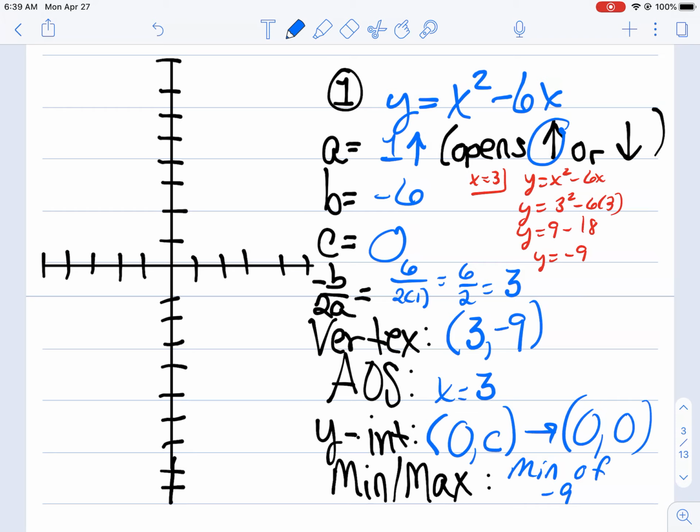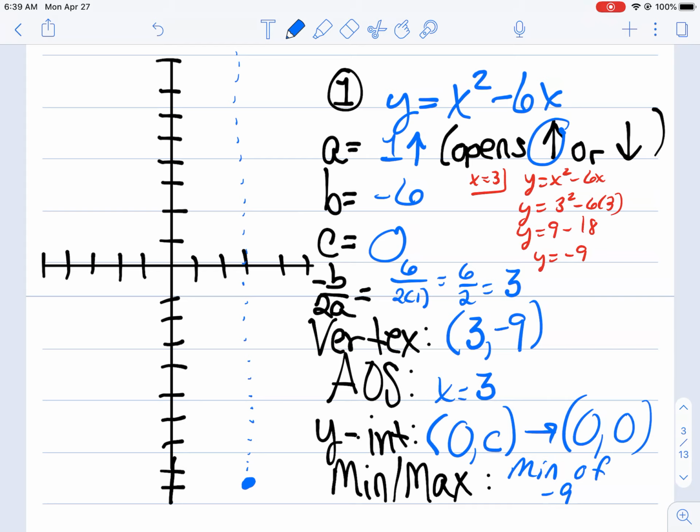All right, let's go ahead now and start graphing this information on our graph over here. So we're going to plot the vertex. That's down here, 3, negative 9. There it is. Okay, dot in our axis of symmetry. Okay, there we go.